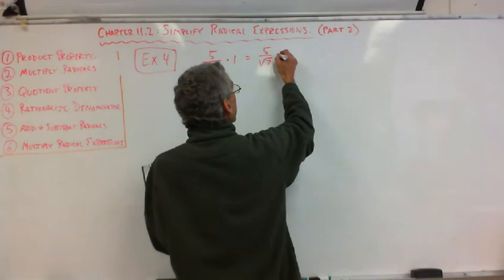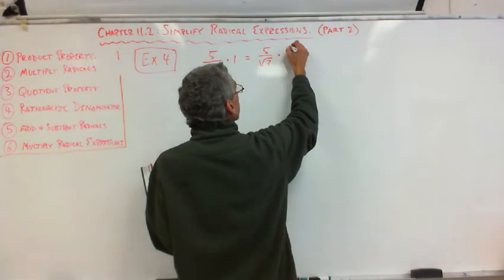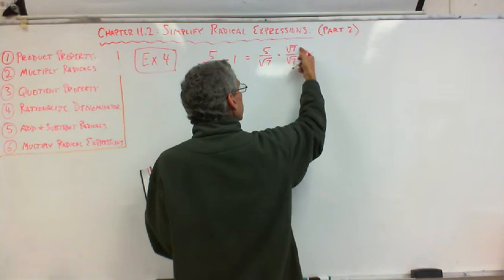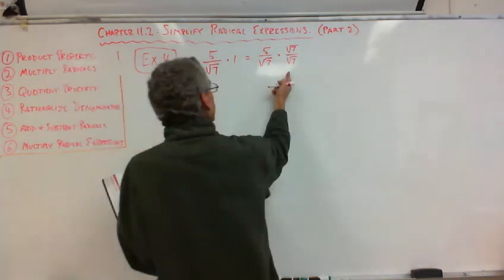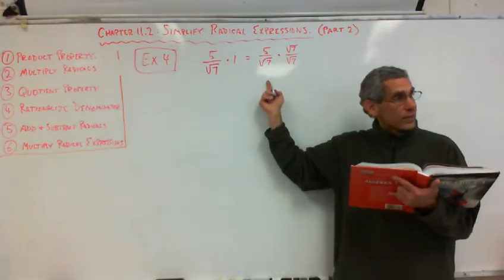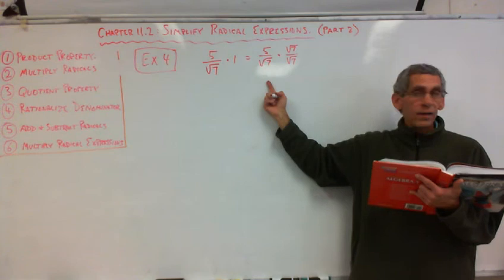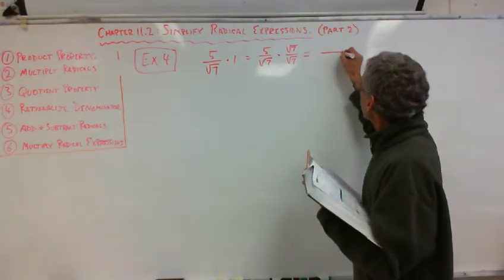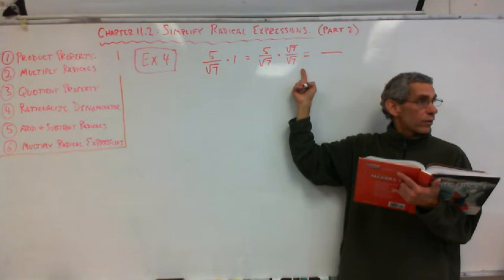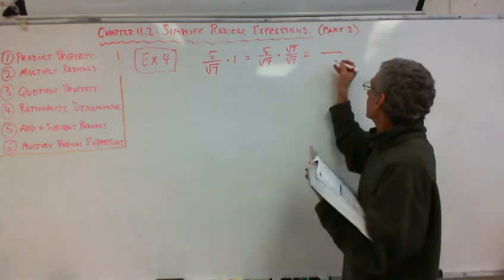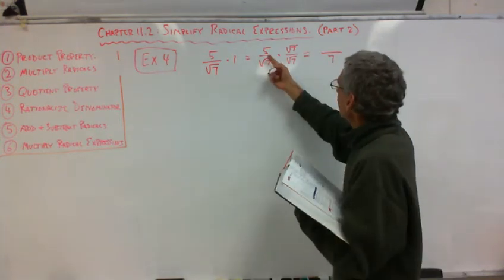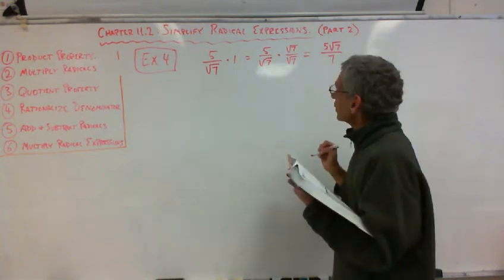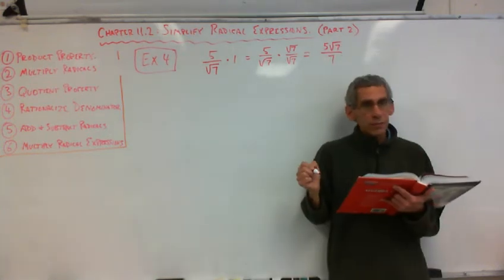But I could multiply it times a really weird 1: the square root of 7 over the square root of 7. Do you agree with me that's 1? So that's going to change the way this looks, but it's not going to change its value. Now, what do we know about the denominator? Square root of 7 times square root of 7 is 7. Immediately you know that. And then 5 times the square root of 7, that's what you put up here. So that's your answer. That's easy, right? Pretty easy.